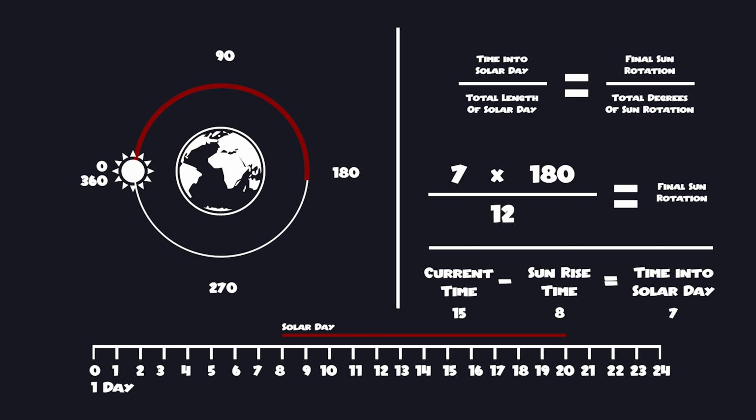So, in other words, 7 times 180 divided by 12 is equal to 105 degrees, which, if we put the sun to 105 degrees, that looks right about exactly where we want it for 3 o'clock in the afternoon.